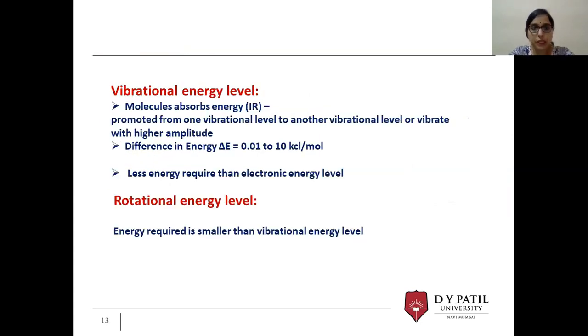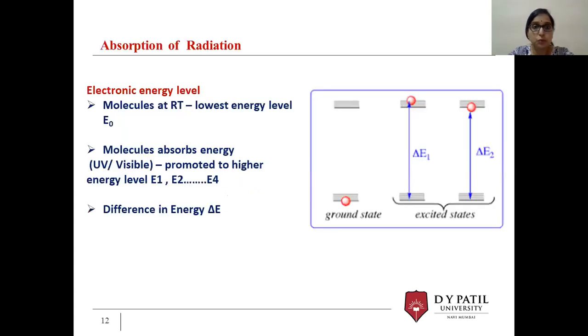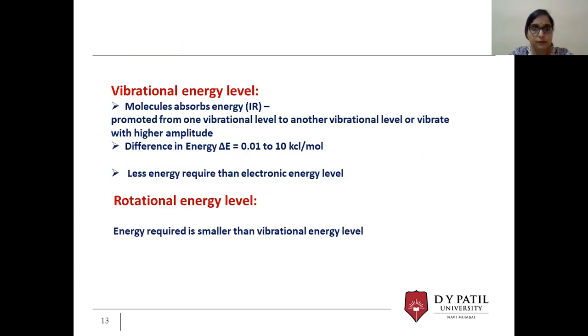Now, what are vibrational energy levels? Molecules absorb infrared radiation and get promoted from one vibrational level to another, or they simply vibrate with higher amplitude. Less energy is required than for electronic energy levels. So a molecule requires more energy to be promoted to higher electronic states, whereas when only the vibrational energy level has to be disturbed, relatively lower energy has to be provided.